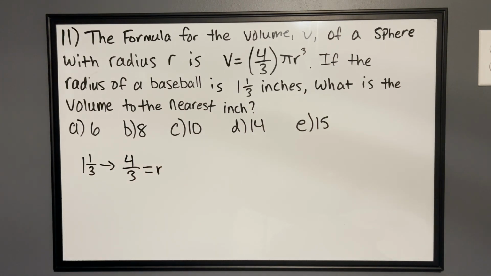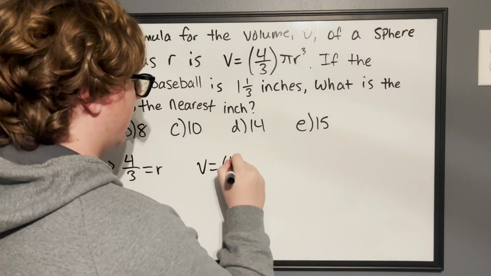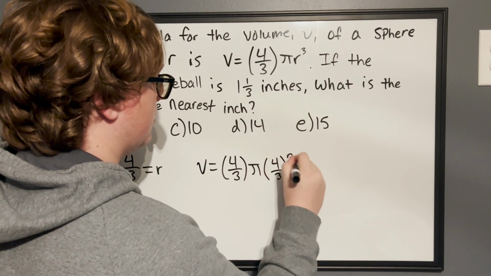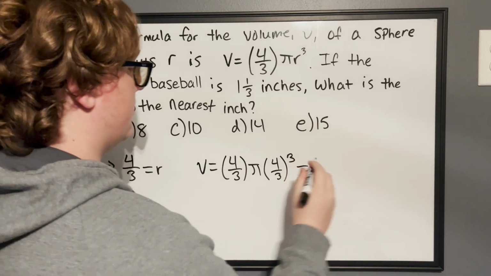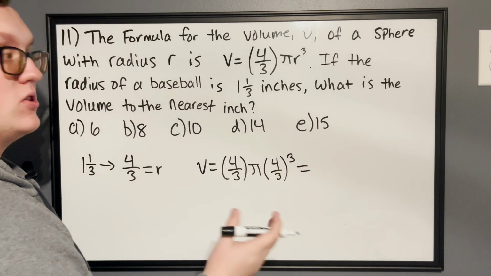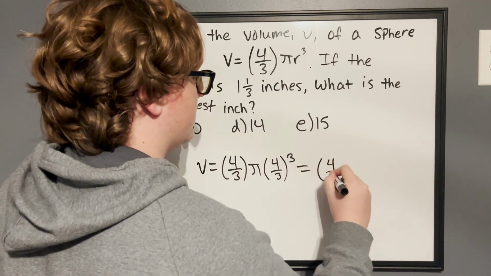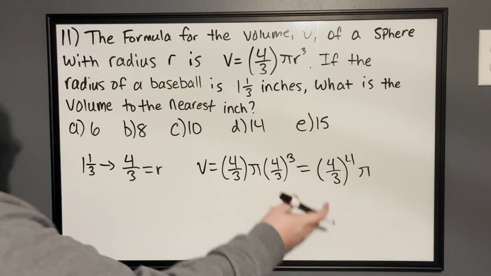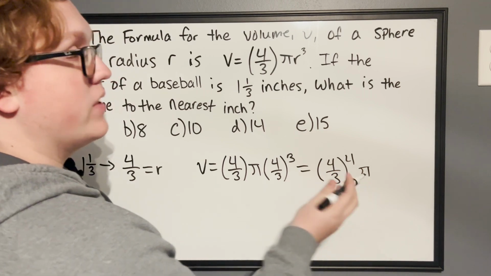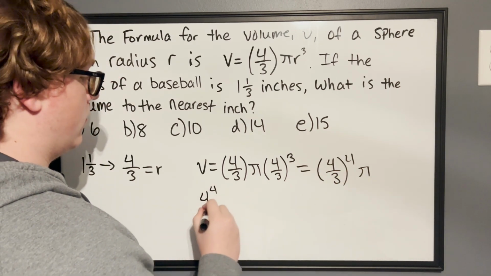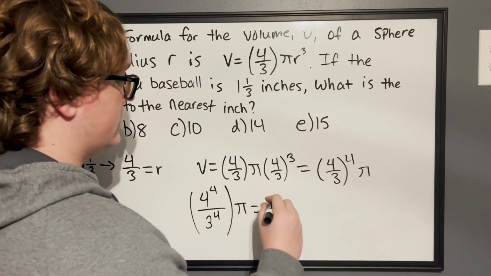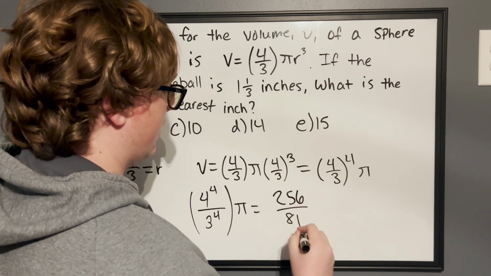So we have r, and the rest of the stuff here is just constant. So we can go ahead and plug in. So the volume is equal to 4/3 pi times 4/3 cubed. And what we can do here is these are the same term, so we can make this 4/3 to the fourth in one big term. So we have 4/3 to the power of 4 times pi. Now, when we do a fraction to an exponent, we're going to go ahead and do the exponent for both of them. So this is the same as 4 to the fourth over 3 to the fourth, and then all of that times pi, which is 256 over 81 pi.